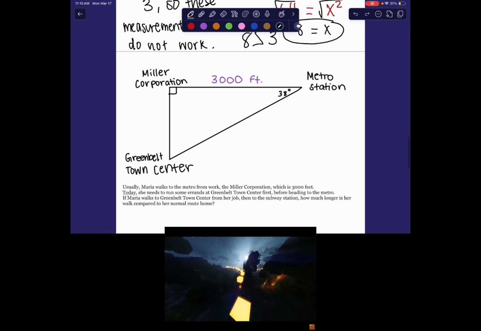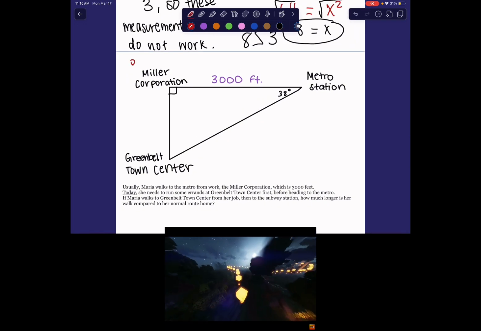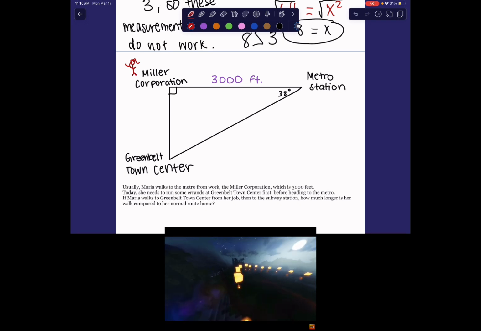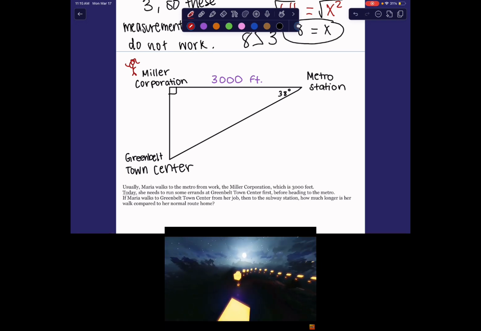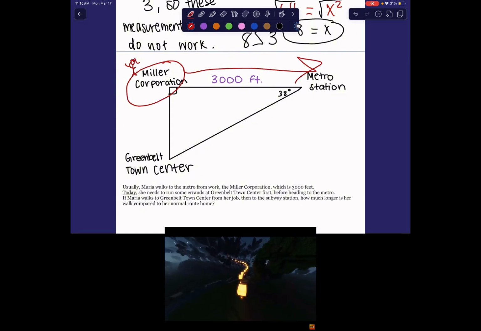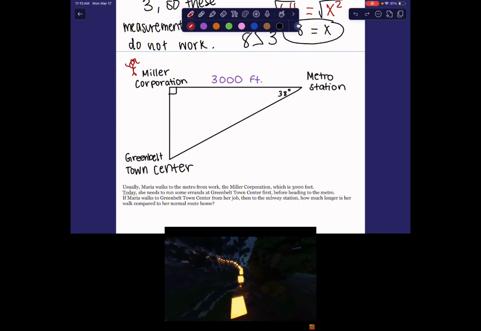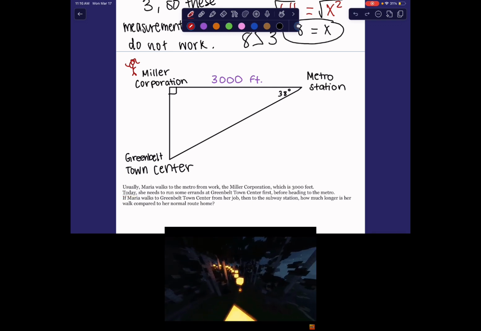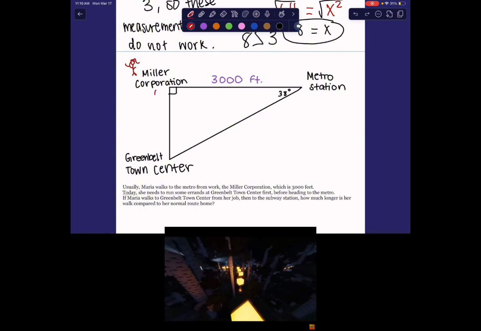So let's pretend Maria's right here. Yeah, Maria. Oh, let's give her both feet, not just one. Okay, so normally she walks from here to here, right? Work to the metro. That's how you get home. However, today, it says today, she needs to run some errands at Greenbelt Town Center first. So she needs to go here first.